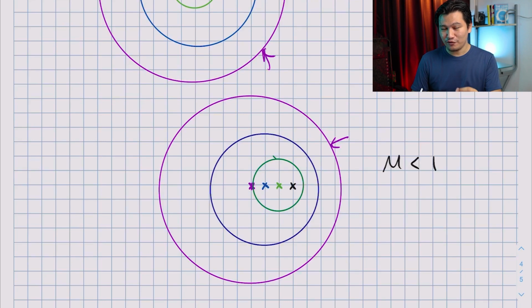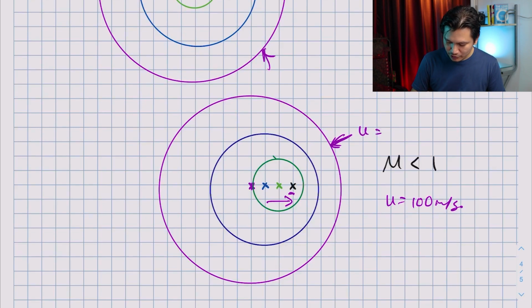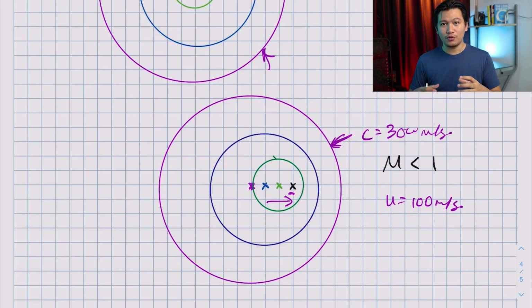If you notice, this purple wave, the very first wave, will always be in front of my position. This is my current position now. If I'm constantly moving to the right, let's say at speed u equal to 100 meters per second, but this wave is moving at maybe 300 meters per second, this is the speed of sound. So obviously, the wave will always be in front of me.